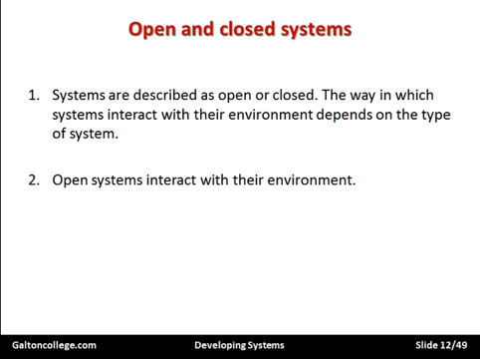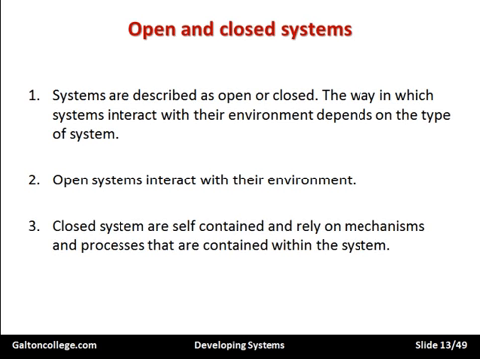So, for example, open systems interact with the environment. Open systems are involved with the wider environment. Closed systems are self-contained and rely on mechanisms and processes that are contained within the system. So closed systems don't interact with the environment. Closed systems are within the organization. These are systems that relate to each other within the organization. An open system is one which has linkages to the wider environment, to the outside. So there is a difference between open and closed systems.